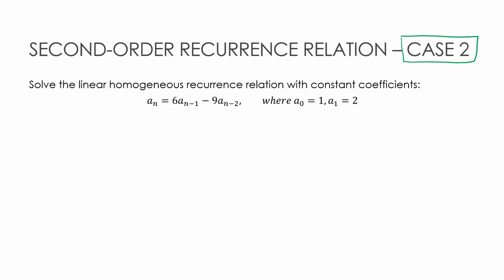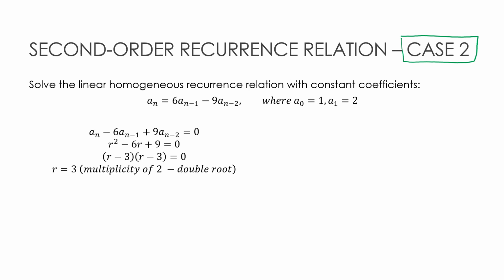So just as we did before, the first step is to put everything into one side of the equation and set it equal to 0. So I have a sub n minus 6 a sub n minus 1 plus 9 a sub n minus 2 equals 0. Turn that into a characteristic polynomial, r squared minus 6r plus 9 equals 0. Factor: r minus 3 equals 0, or r minus 3 squared equals 0. And notice that means my root is positive 3, but it has a multiplicity of 2. It's a double root. It's the same root 2 times.